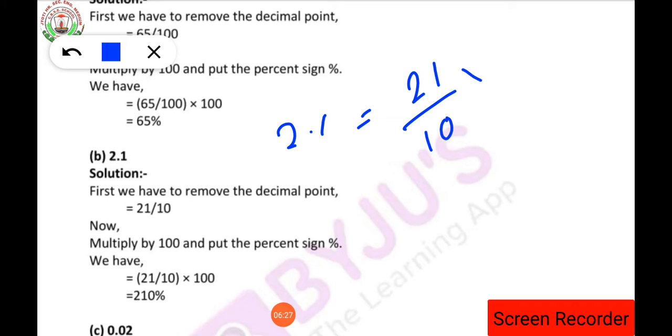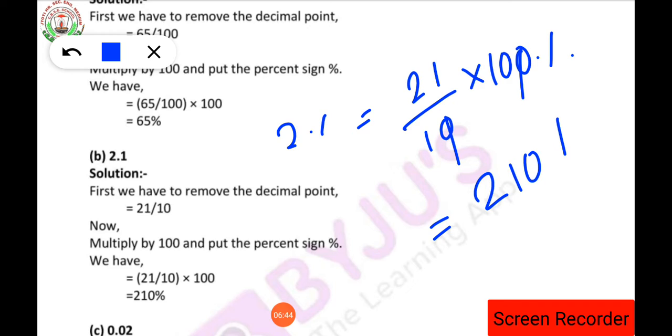And in order to convert it into the form of percent, what do we have to do? We have to multiply it by 100. Clear up to here? So the 0 and 0 will get cancelled from here, and 21 will be multiplied with 10. How much will it be? 210%. So this is the required answer.